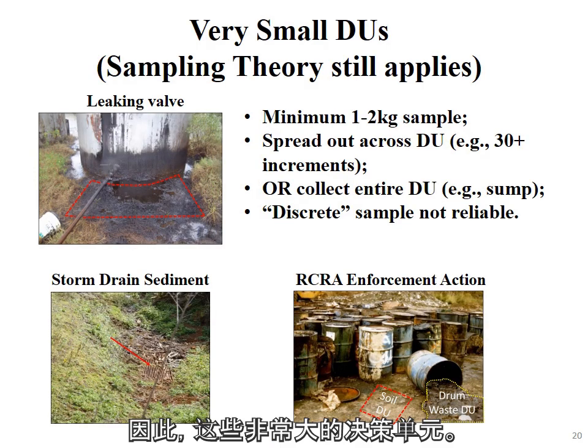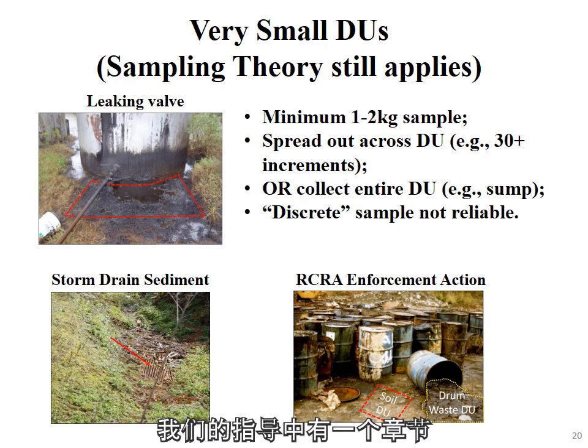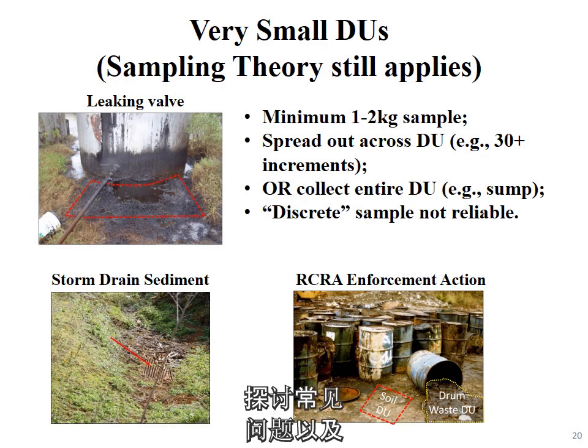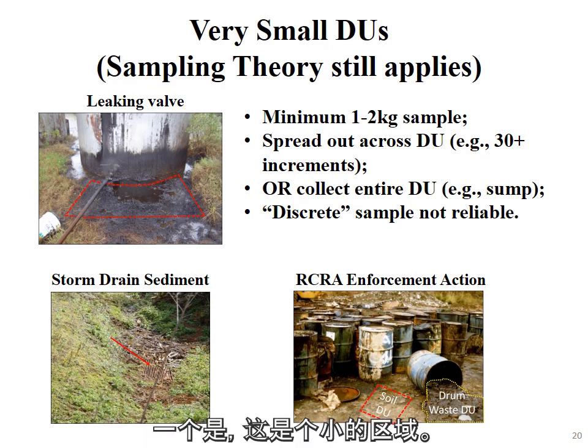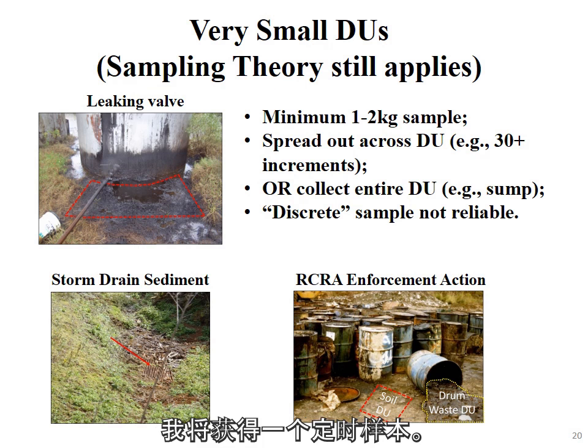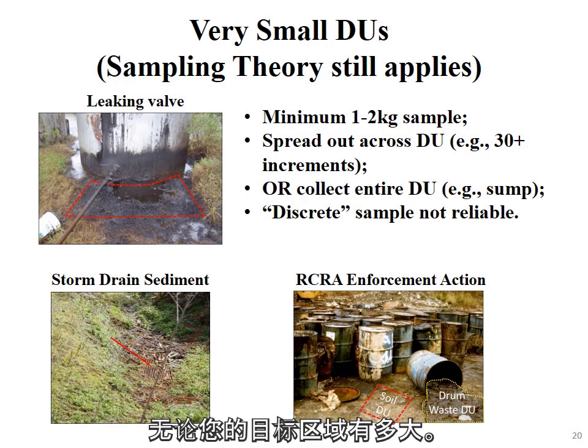So those are very large DUs. How about very small DUs? We also have a section in our guidance that discusses common problems and mistakes in site investigations using DU-MIS methods. And one is, well, it's a small area. I'll just get a grab sample. I don't really need to do this MI stuff. Well, that's not actually true. The sampling theory still applies no matter how big your targeted area is.